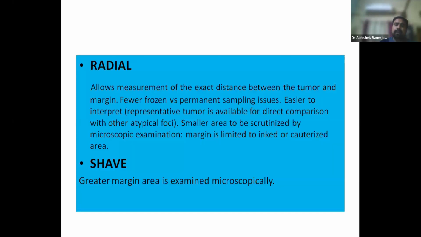Radial margin allows a measurement of the exact distance between the tumor and the margin. Fewer frozen versus permanent sampling issues, easier to interpret, and representative tumor is directly available for direct comparison with the atypical foci. In a shave margin, the margin is examined microscopically, but remember the word: it is the greater margin area.